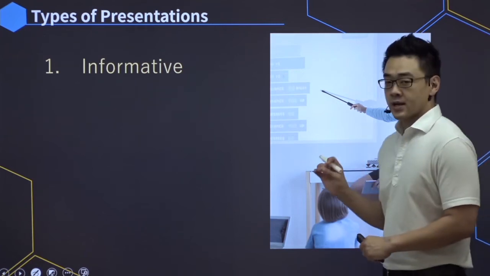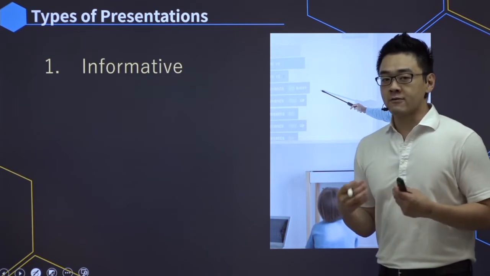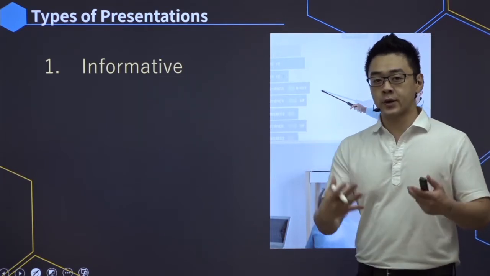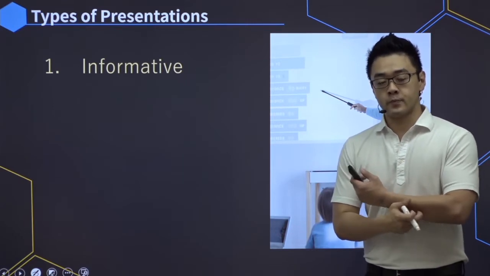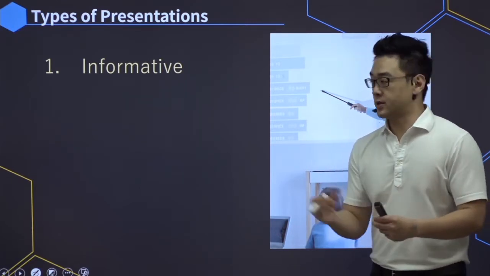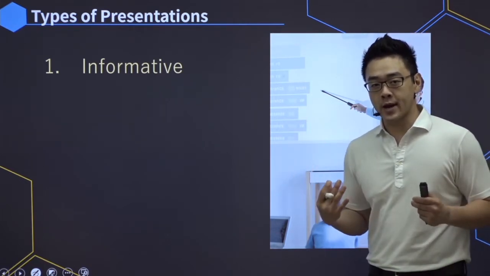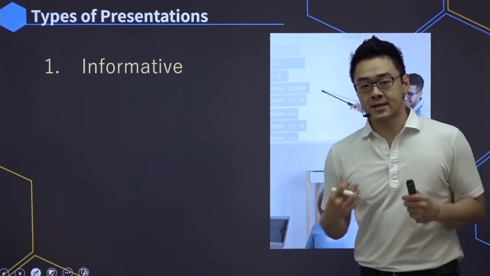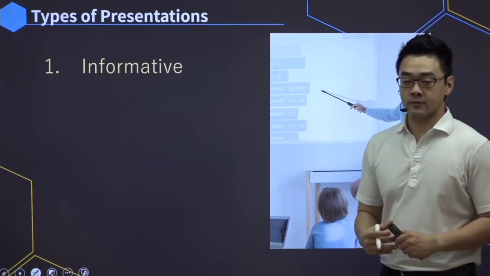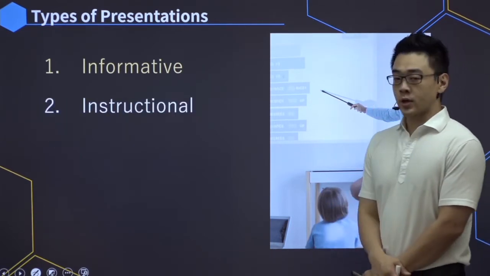So there are different types of presentation. First one is what we call the informative one. Informative is just that we are delivering some sort of knowledge. We're trying to transfer some sort of skills to another person. So that's informative, very much like what I'm doing right now. I am passing on a knowledge to you. So that's informative presentation.